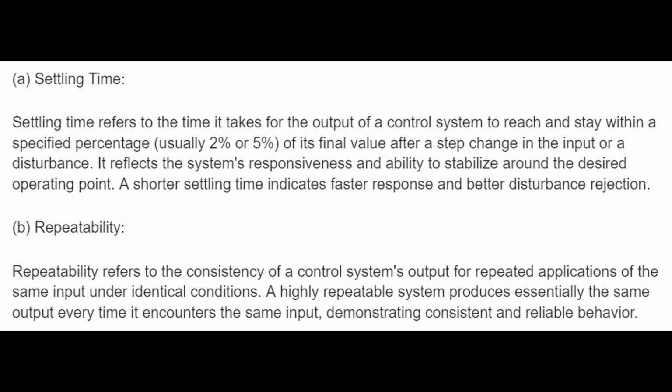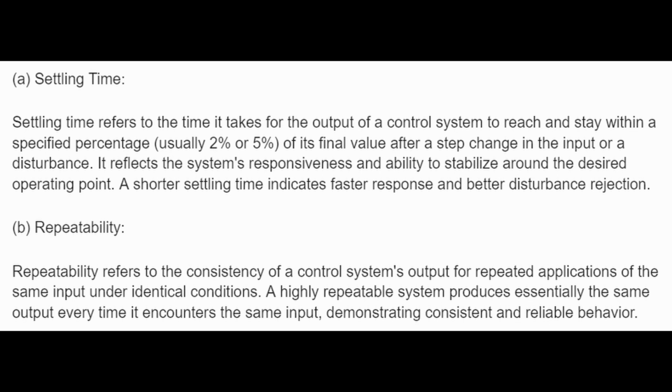Settling time refers to the time it takes for the output of a control system to reach and stay within a specified percentage, usually 2% or 5% of its final value after a step change in the input or a disturbance. It reflects the system's responsiveness and ability to stabilize around the desired operating point. A shorter settling time indicates faster response and better disturbance rejection.